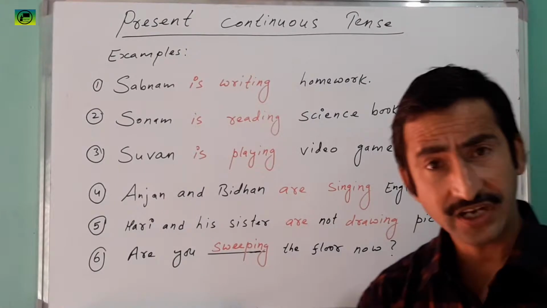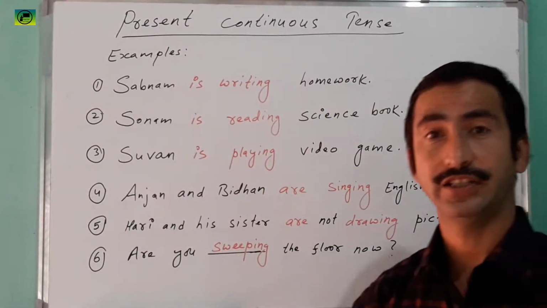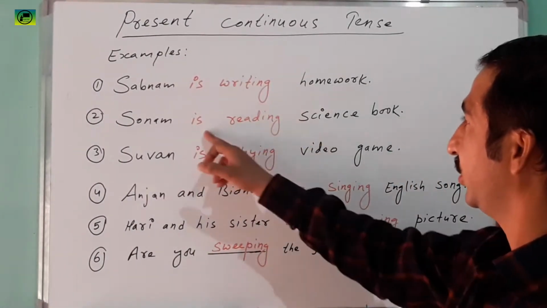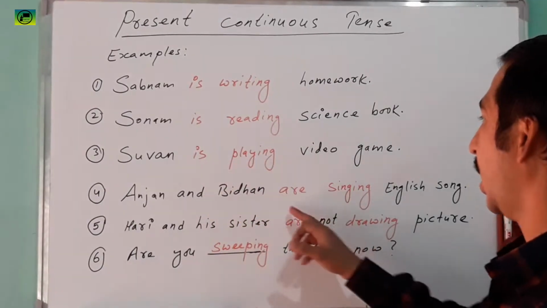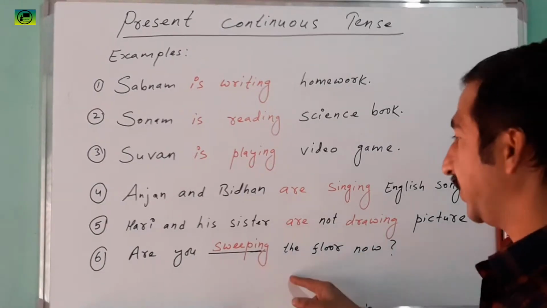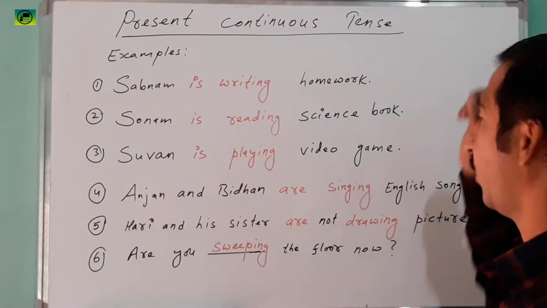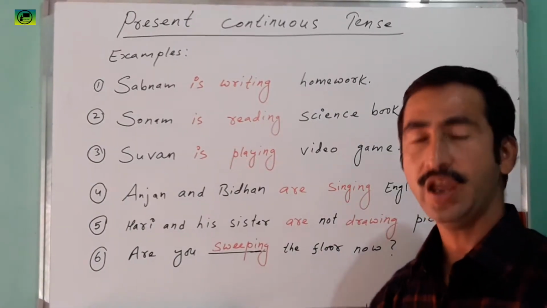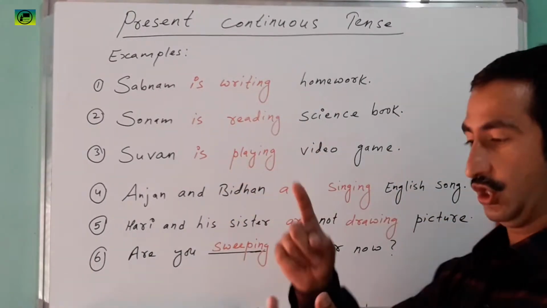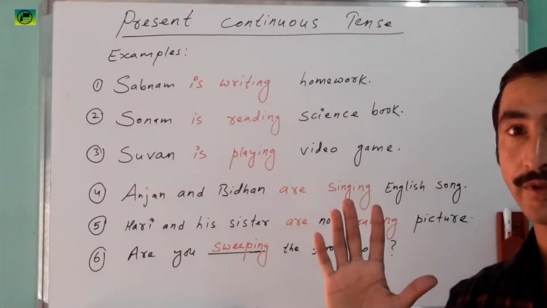And are you sweeping the floor now? So these are the examples of present continuous tense. So look here: is writing, is reading, is playing, are singing, are drawing, sweeping. Here all the main verbs are in verb 4. Verbs have 5 forms. For example, write, wrote, written, writing, writes. So these are the 5 forms of the verb.